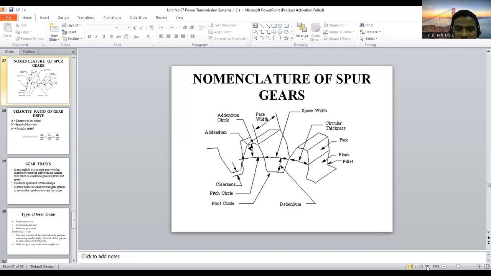Okay, so I hope the nomenclature part is clear, and whenever you are asked to draw the gear, you can draw the gear like this, गिअर काढायचं. So I have brought some diagrams. We'll take a break of 10 minutes, then we'll join back.